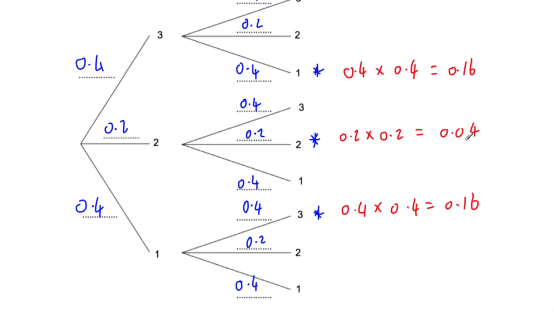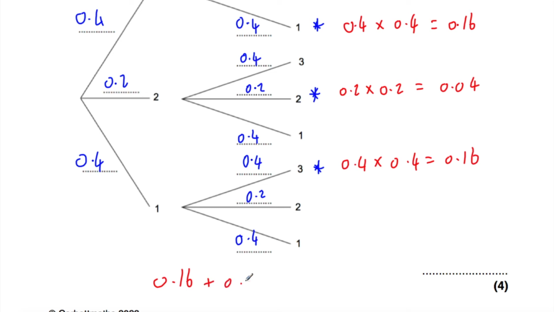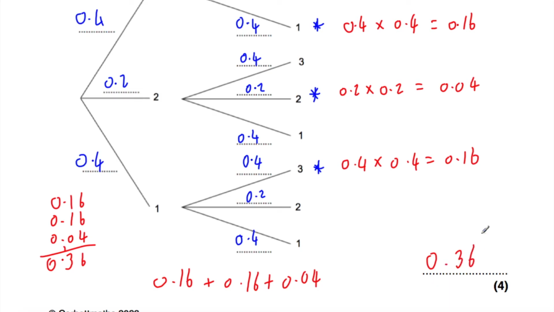So if we want the probability of either of these options, we just add them together. We need to do 0.16 plus 0.04 plus 0.16, and that will tell us the probability of getting a final score of 4. I'm going to use the column method here because it is a non-calculator question, even though I know the answer is 0.36. 6 plus 6 is 12, plus 4 is 16. Put a 6 down, carry a 1. 1 plus 1 plus 1 is 3, and 0 plus 0 plus 0 is 0. So our answer is 0.36, and that's it.